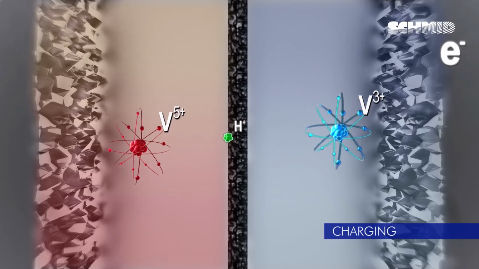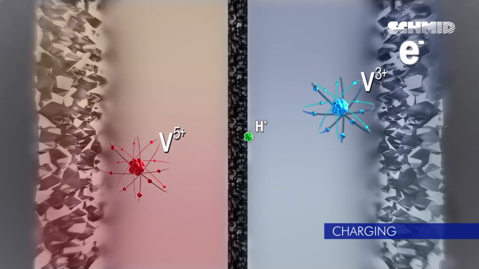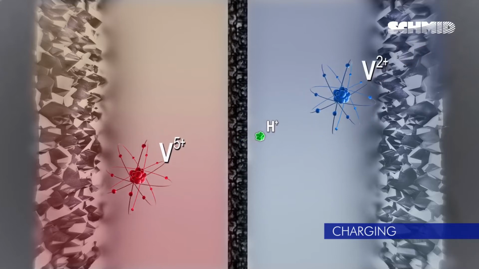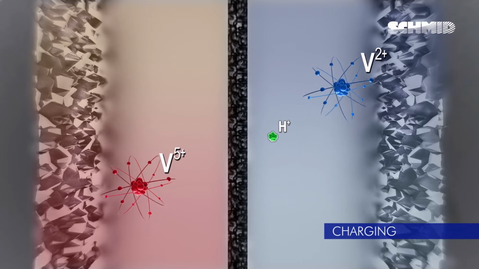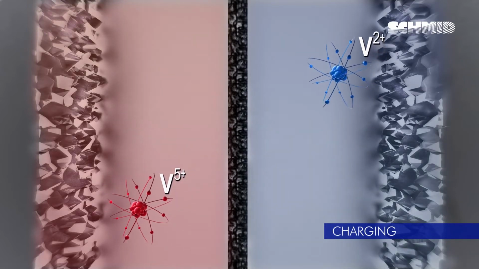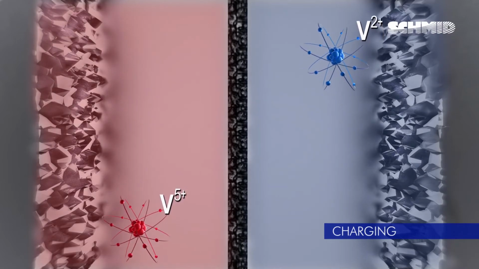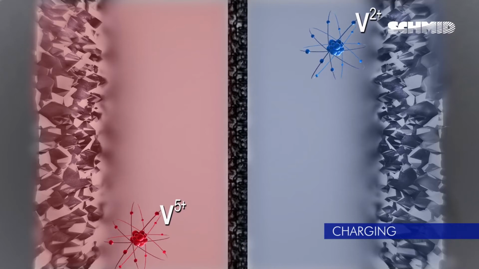At the anode half cell, the electron which has traversed the external circuit reduces vanadium-3 to vanadium-2. The hydronium ion which has passed the membrane balances the overall charge of the half cell. The two electrolytes leave the half cells in a charged state as vanadium-2 and vanadium-5.